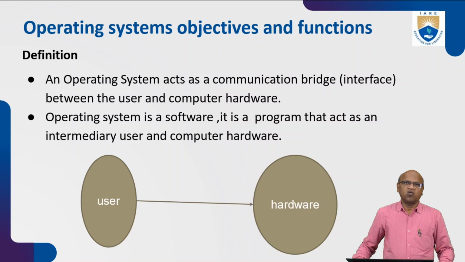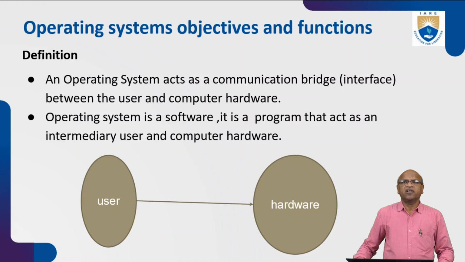Operating system objectives and functions. An operating system acts as a communication bridge, that is, an interface between the user and the computer hardware. Operating system is software. It is a program that acts as an intermediary between the user of the computer and the hardware.